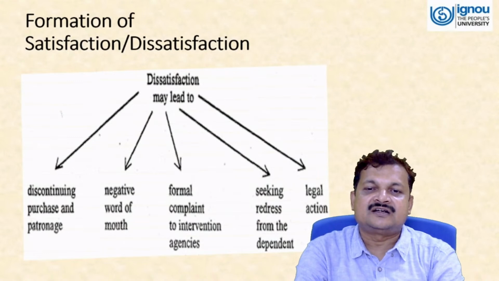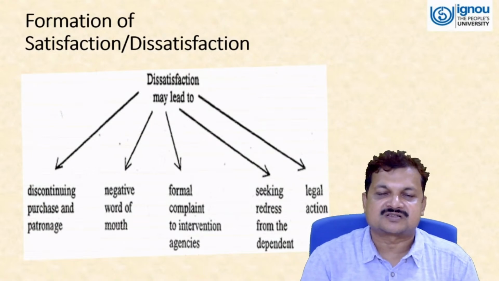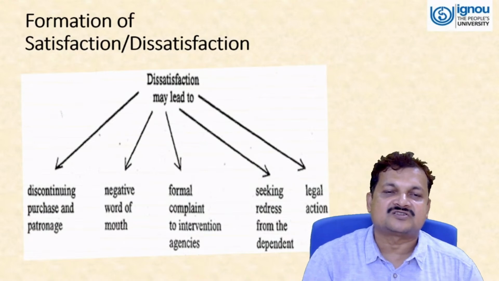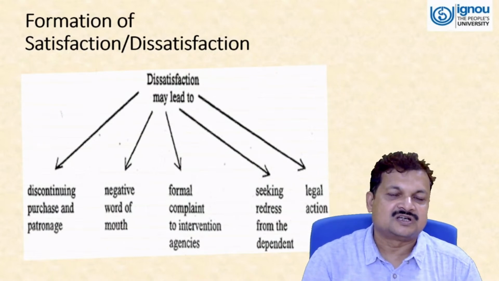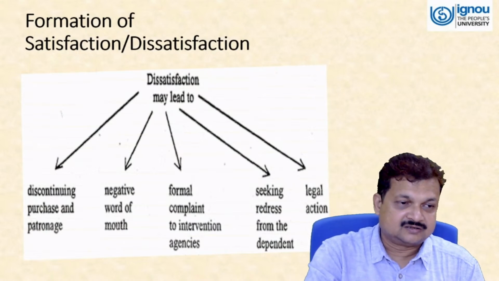Next is seeking redress from the dependent. So you are going to understand that these kinds of things are nowadays happening. So be careful regarding selecting the products. Last one is legal actions. When you find the standard is very much deteriorating and you have paid such a huge amount of money for that kind of product, and the product is very below standard, at that particular time you are going to give the legal notice. You are going through the consumer protection law. That particular law you can use to get back your product or get back the entire amount that you have paid.